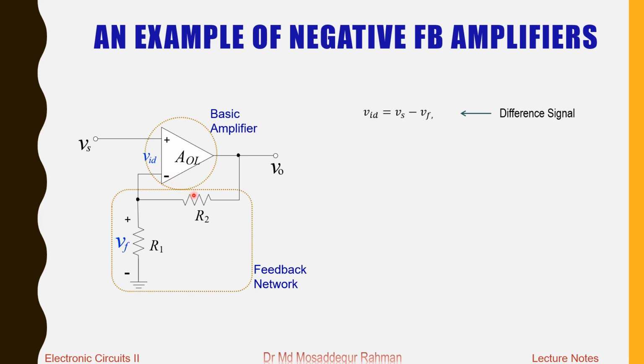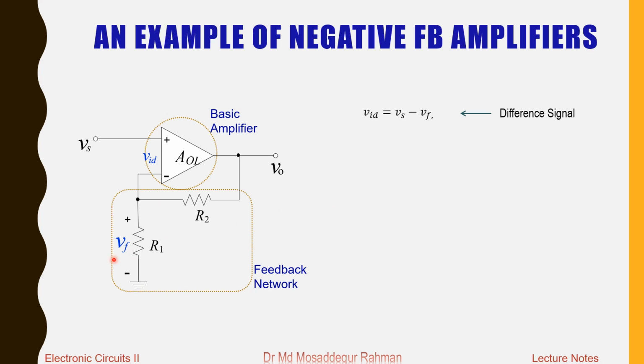So basically we can say that a negative feedback amplifier will have three major components: the basic amplifier, the feedback network, and the mixer at the input side, which will mix the signal voltage with the feedback voltage. And the op-amp has two of these components already built inside: the mixer at the input side and the basic amplifier. Externally we connect these two resistors as the feedback network.